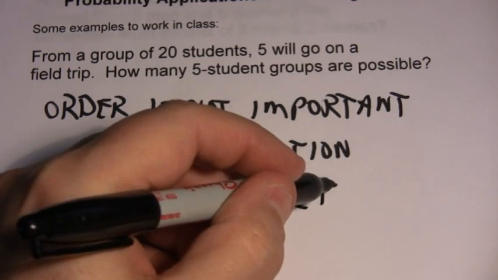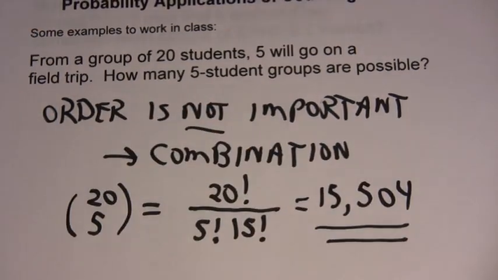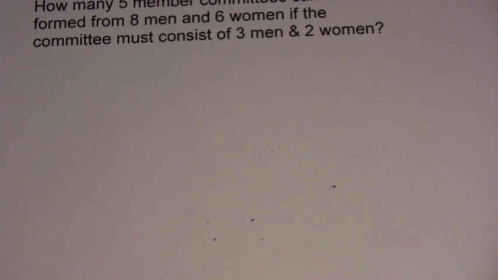So there are 15,504 different groups of 5 students that could be chosen from a group of 20 to go on this field trip. Simple enough. Another problem.